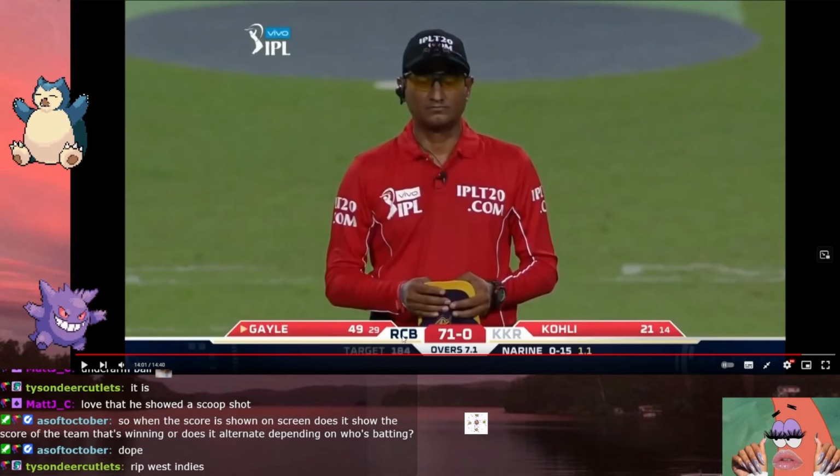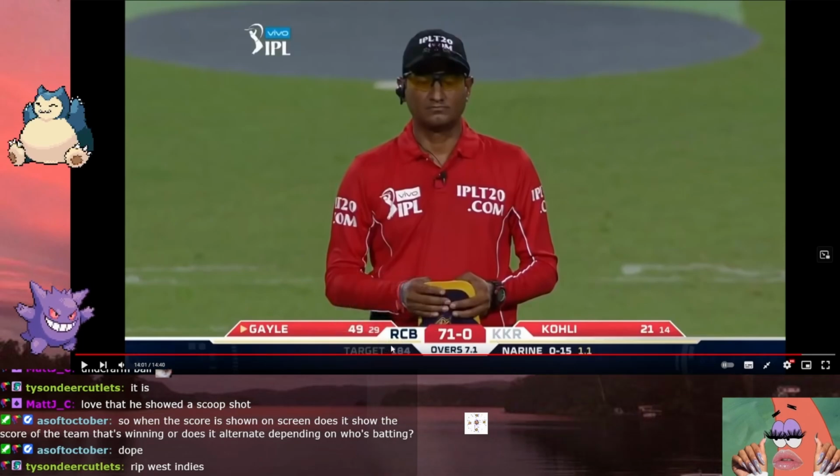This is Royal Challengers. Okay, here we go. So, Kolkata Knight Riders are no longer batting. They're in the field, and they have set the target of 184. So they scored 183 in their innings. Royal Challengers Bangalore have to score 184 to win.